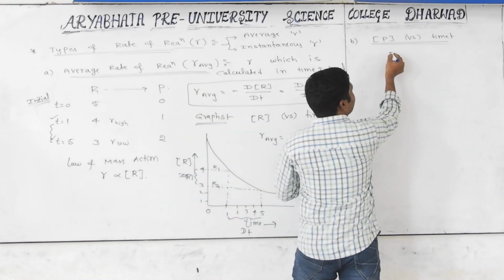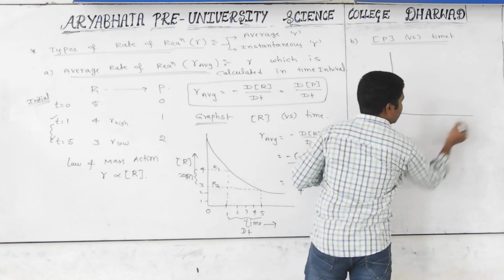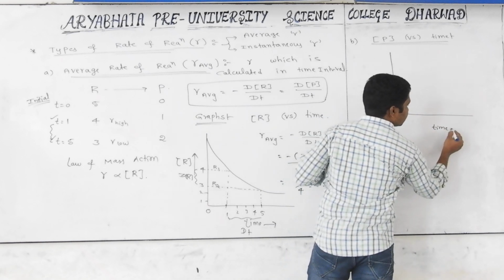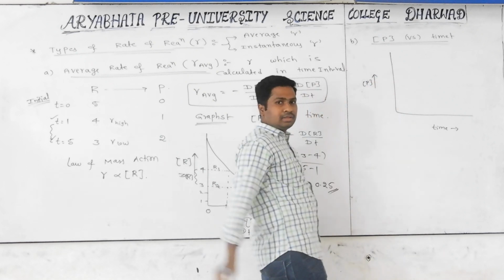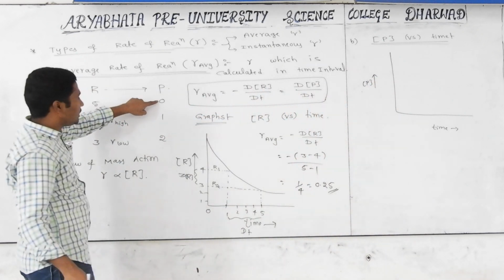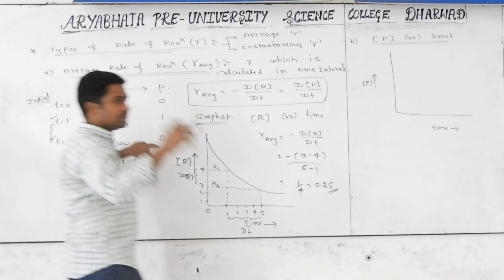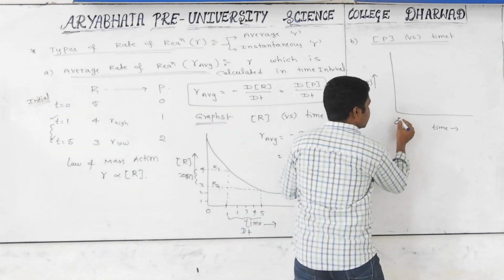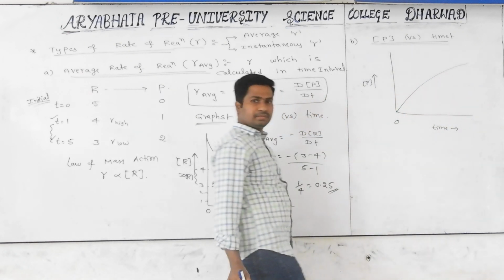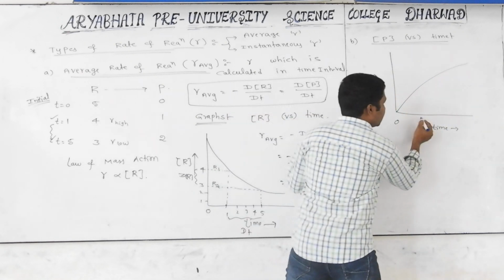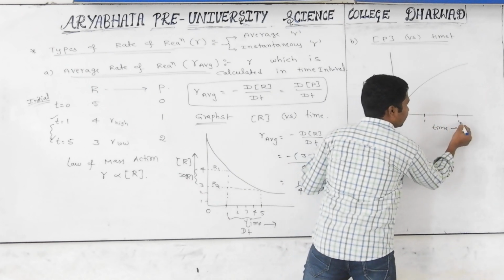Look carefully at what this one is. Time is taken on the x-axis. Concentration of the products is taken on the y-axis. You know very well, initially it is 0 and as time goes on it increases. That's why at time t equals 0, products are also 0, so the graph starts like this. Here you want to find 1 minute and here 5 minutes.